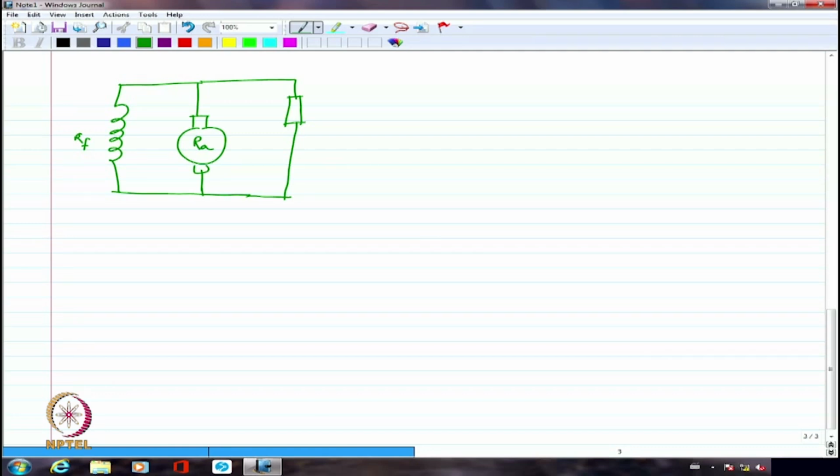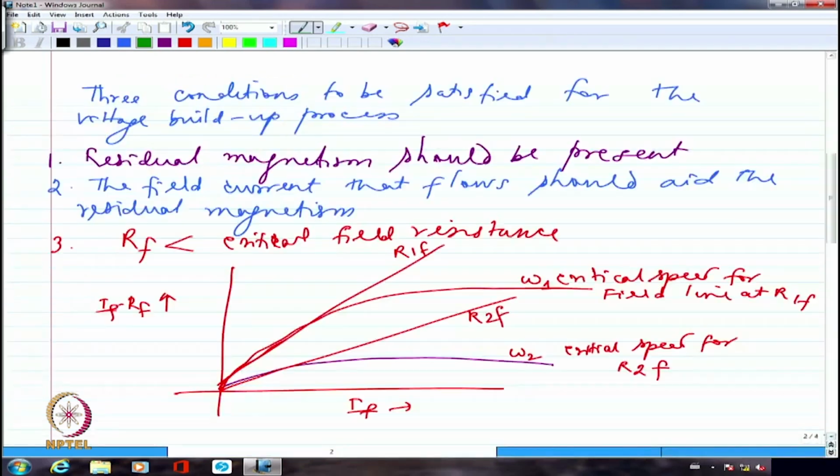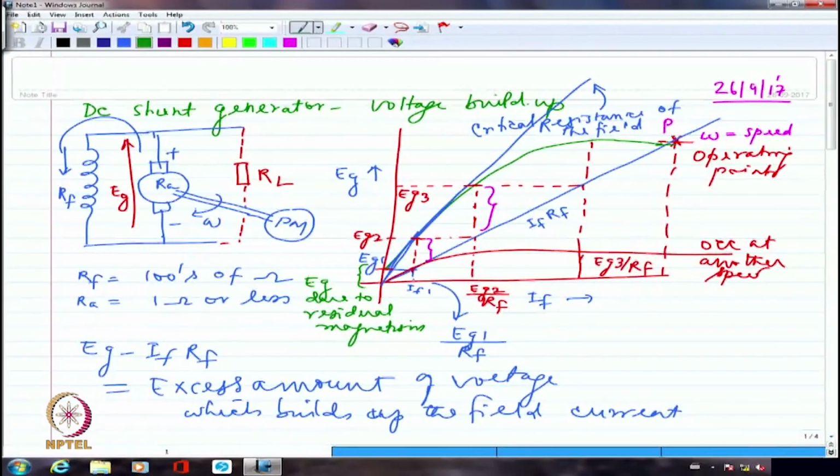So I am going to have basically EG as the generated EMF without any IA-RA drop. If I don't have any IA-RA drop, I am driving the machine at rated speed. It will ultimately settle down at the point EG where the resistance line will intersect with OCC. Both of them are intersecting with each other and I get the operating point somewhat like this. So we said this is the operating point. What we get is the intersection between the OCC and the field line. Both of them are essentially intersecting with each other to give me that point.